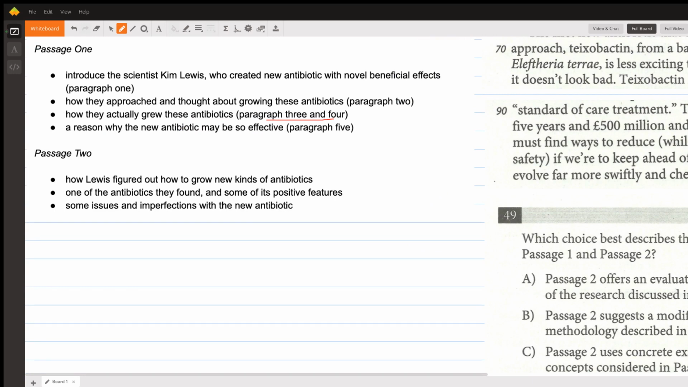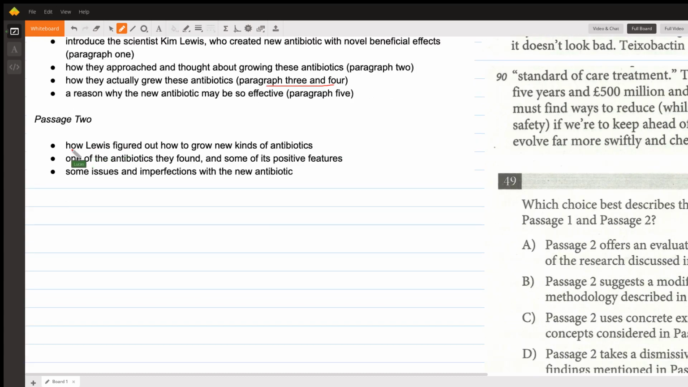It's all about her experiment, her science, her methodology, her experiment, her finding. And in general, it's neutral in tone, but it's sympathetic. It's more positive. Passage 2 says basically how Lewis figured out how to grow new kinds of antibiotics. One of the antibiotics they found, teixobactin, and some of its positive features. Some issues and imperfections with the new antibiotic.